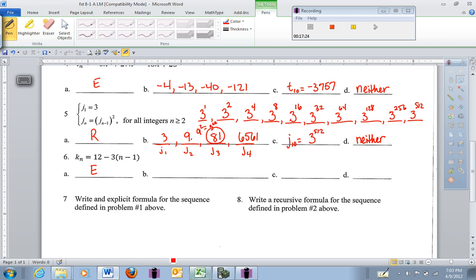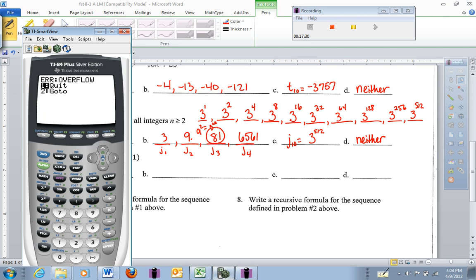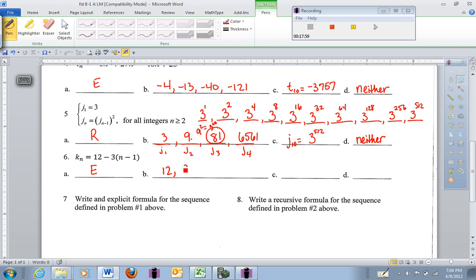Which brings us to the explicit formula here on number 6. If that's an explicit formula, we should be able to put it into the y equals of our calculator and grab those points down off of the table here. So we'll have 12 minus 3 times the quantity x minus 1. I'm going to go to the table, start at 1, and I see my numbers are 12, 9, 6, and 3, aren't they? The first term is 12, then 9, then 6, and then 3.